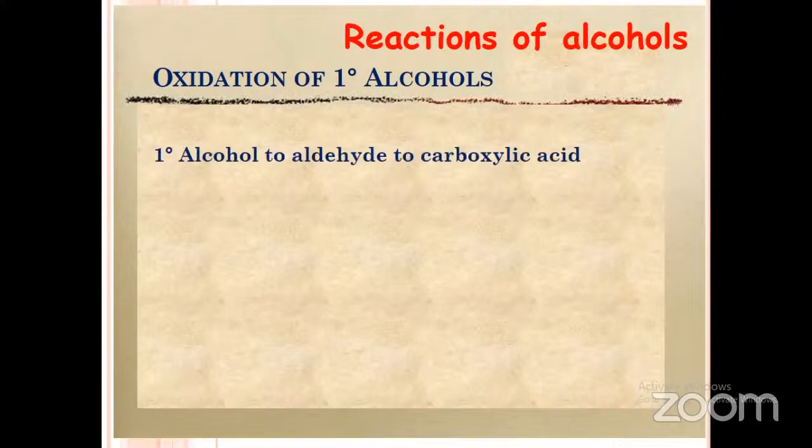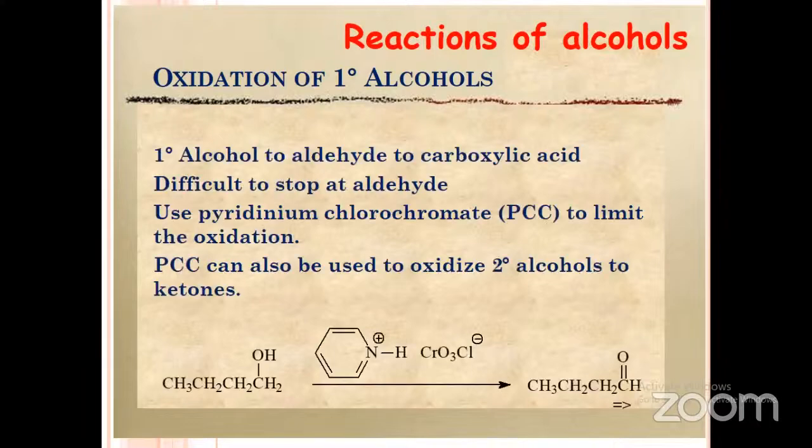If you want to convert an alcohol to an aldehyde, it's very important you make sure that you use a mild oxidizing agent. If you use a strong oxidizing agent, this alcohol will not stop at the aldehyde stage. It is going to get converted to a carboxylic acid. So anytime you want to convert an alcohol to an aldehyde and stop, the kind of reagent you can use is pyridinium chlorochromate, which is a mild oxidizing agent.